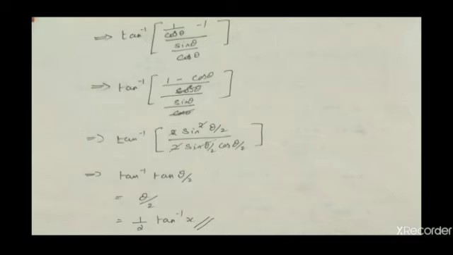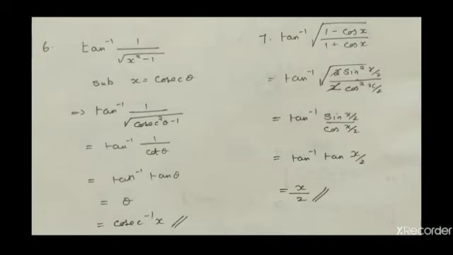The mistake which the students make here is they won't write 1 by 2 tan inverse x. They'll write it as tan inverse x by 2. That is wrong because theta is only tan inverse x. So write that 1 by 2 outside and replace only theta. Theta is tan inverse x.